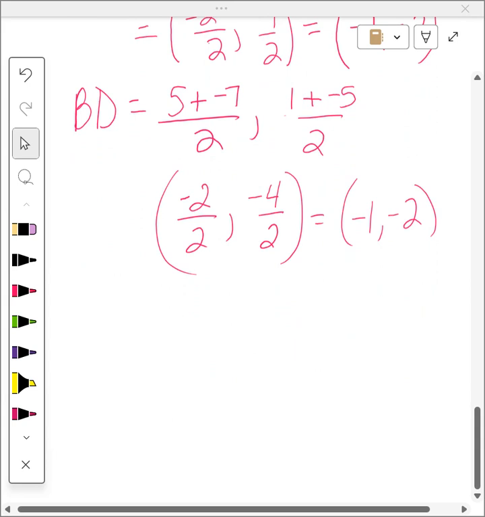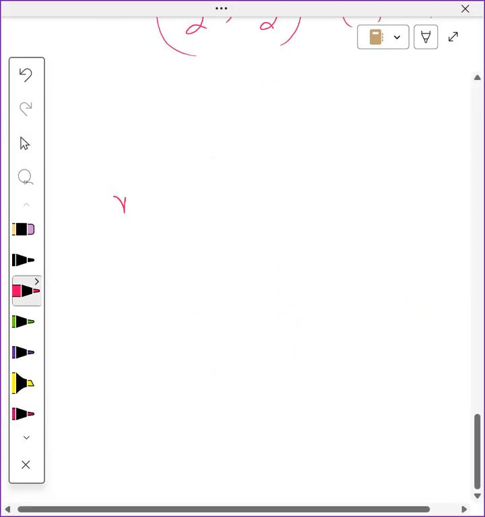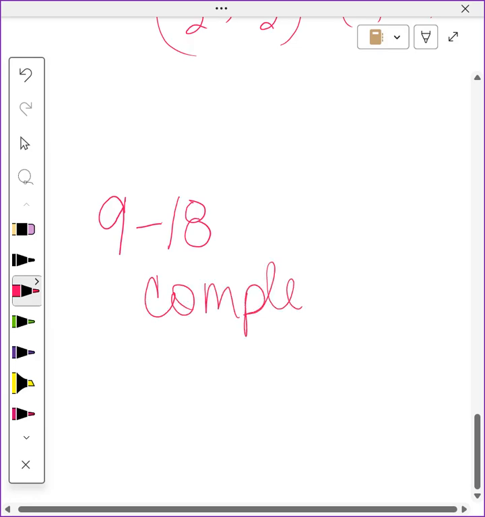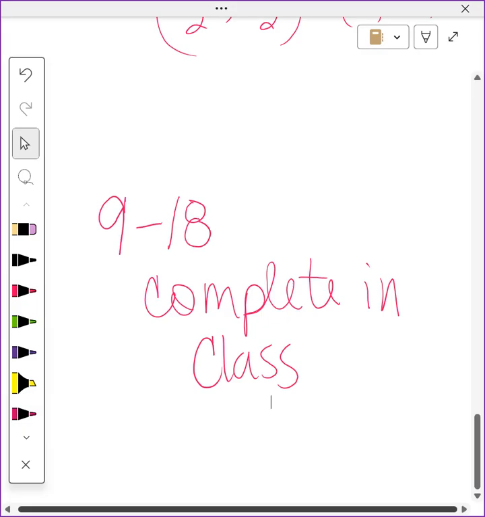Okay. So you have slides 9 through 18 to complete in class. You will need a dry erase board or a piece of paper. You absolutely will need a dry erase board or a piece of paper.